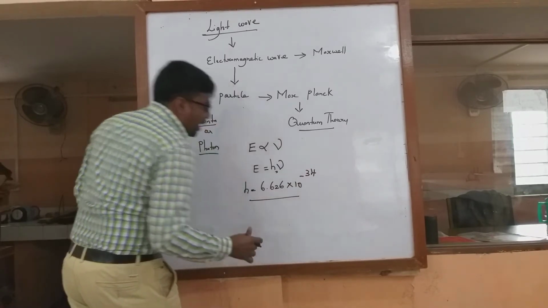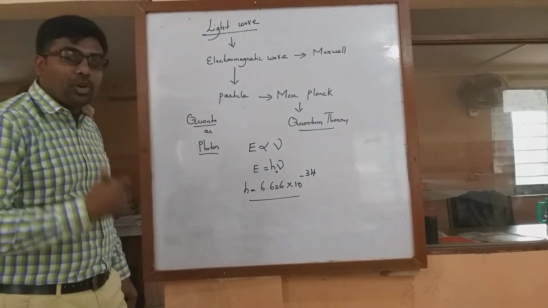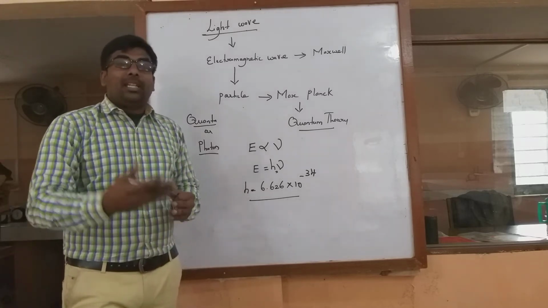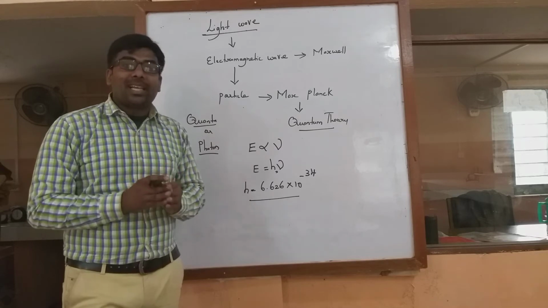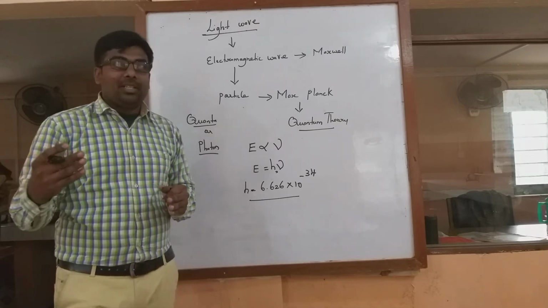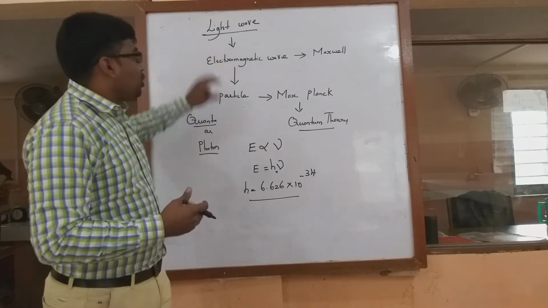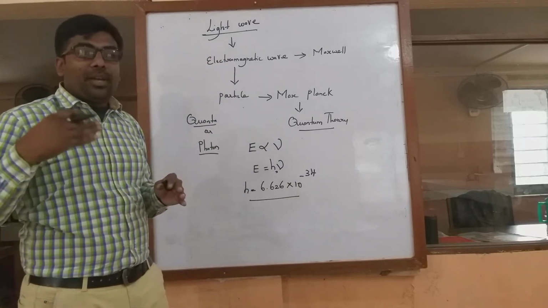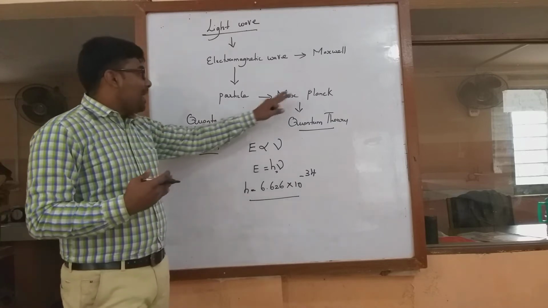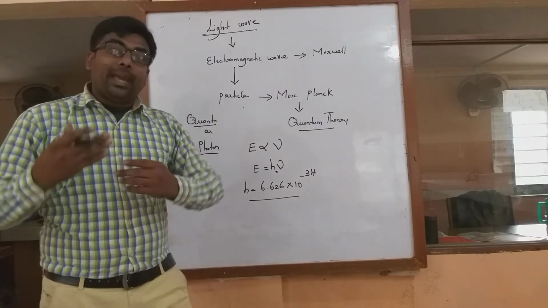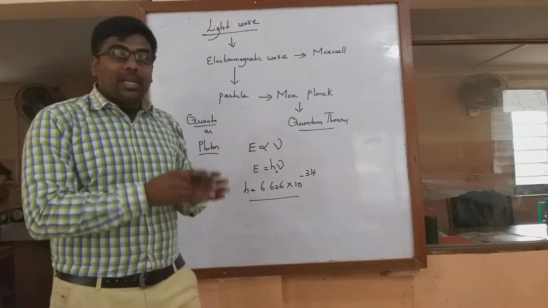So this was the first proof that light travels in the form of a particle and a wave, and this finally proves light has a dual nature. So light travels as a wave as well as a particle, which means Maxwell proved that light is in the form of an electromagnetic wave, and later on Max Planck proved that light travels in the form of a particle also. Hence light has a dual nature, particle as well as wave.